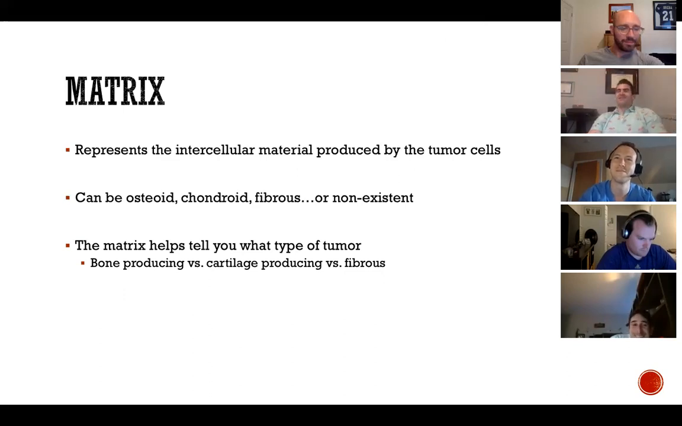All right, so let's talk about matrix. Matrix represents the intracellular material produced by the tumor cells. We talked about how tumors can produce bony, cartilage, fibrous, or no matrix at all, right? And so this is Joe's fourth tenet: what are those characteristics of the lesion that give you a little bit more information.